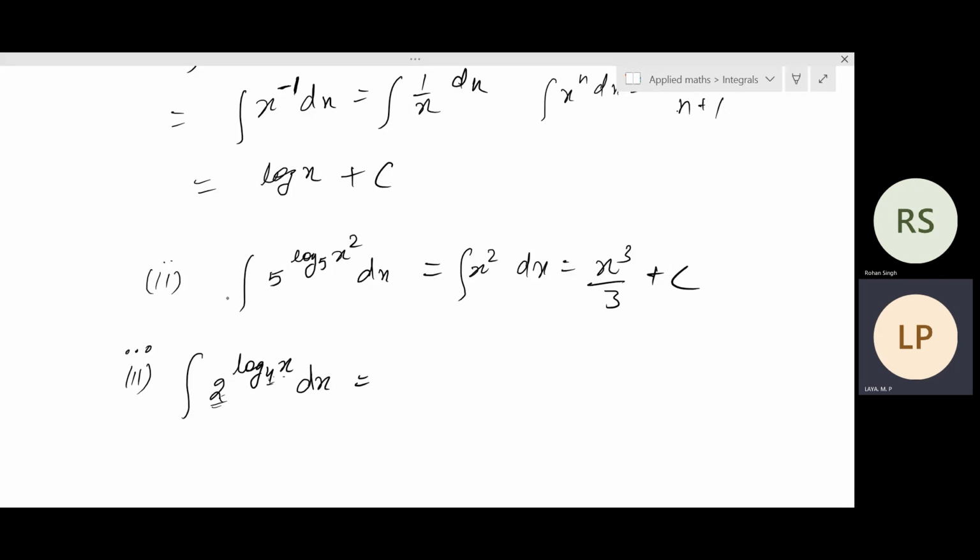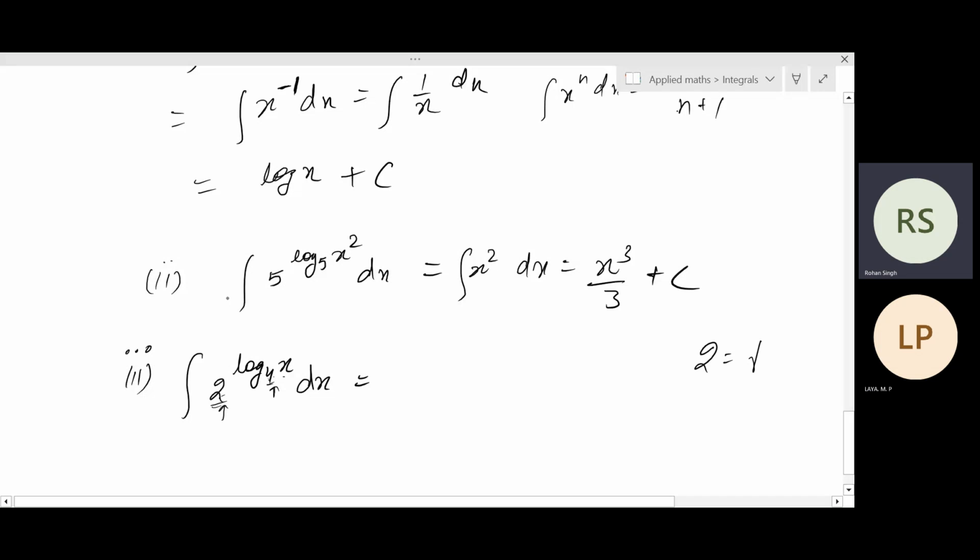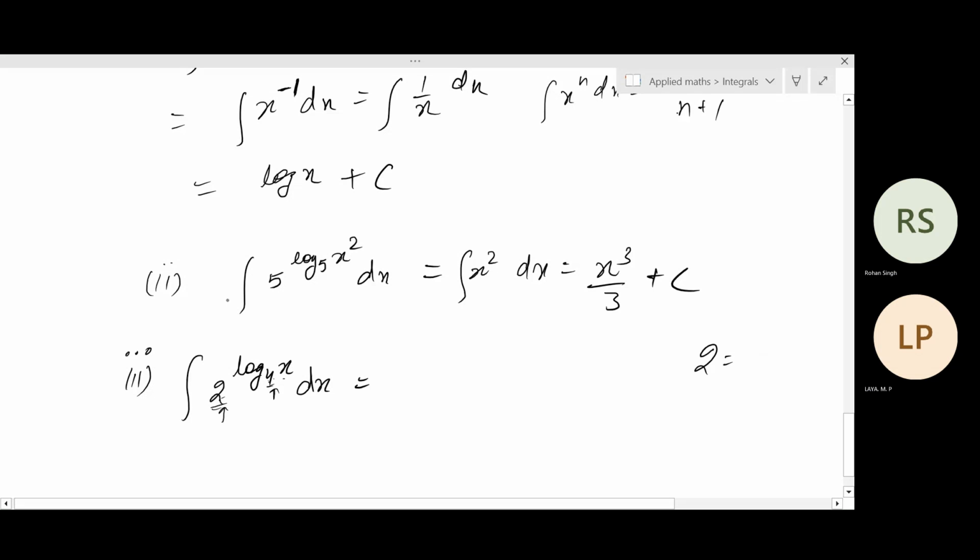So I think you can do something. We can write 2 as the square root of 4, right?